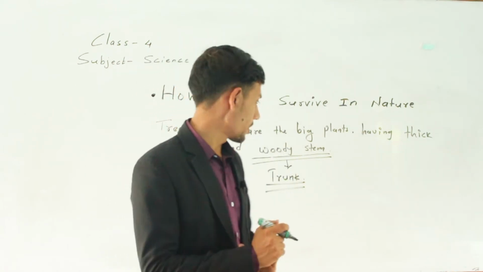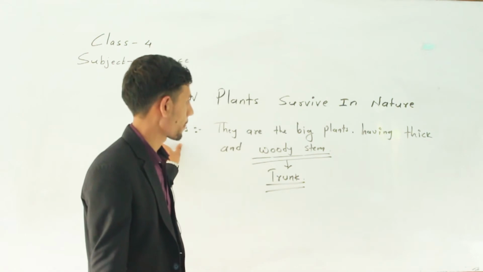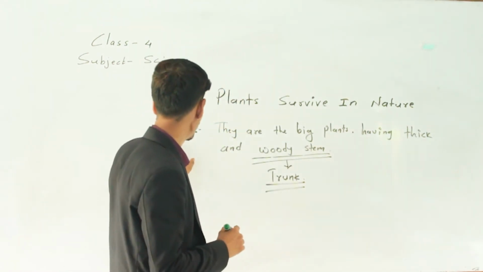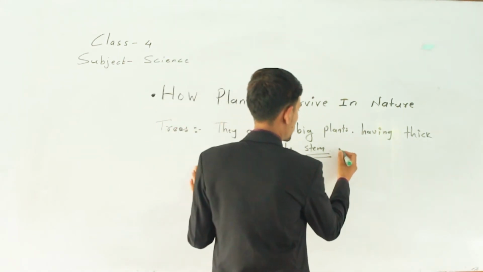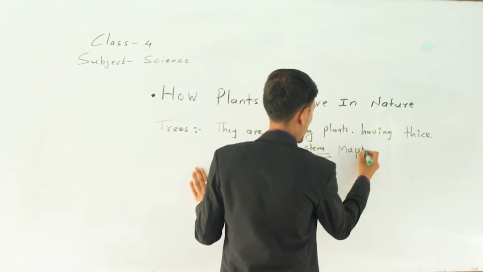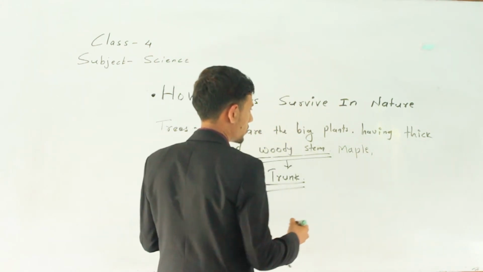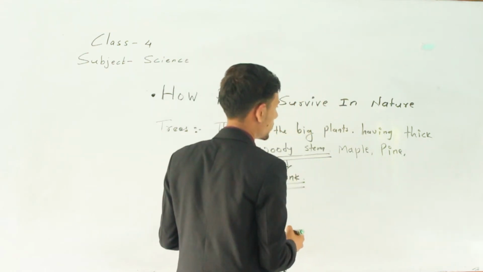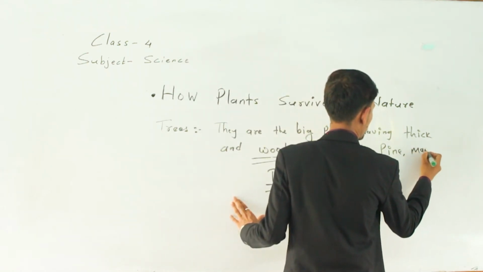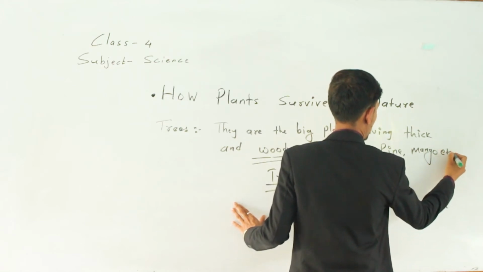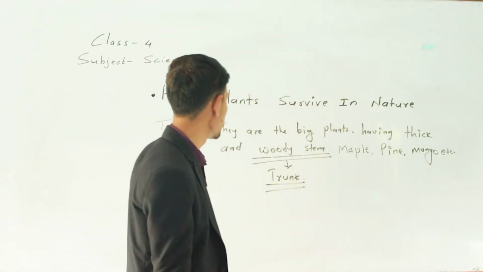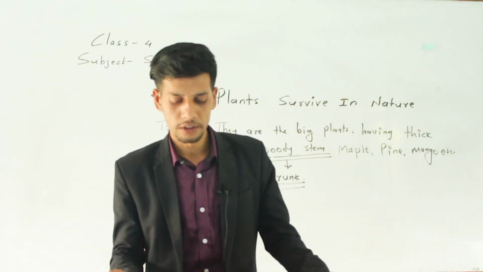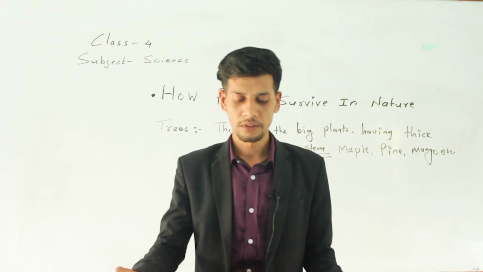And can you give some examples of trees? Okay, you know about that. Some examples are maple tree, pine tree, mango tree, etc. These are some examples of trees. So trees consist of thick and woody stem.